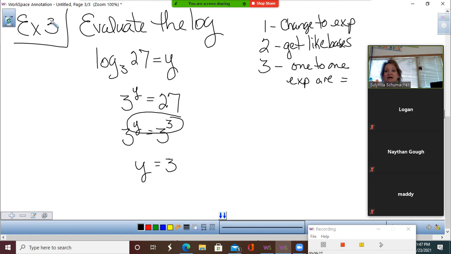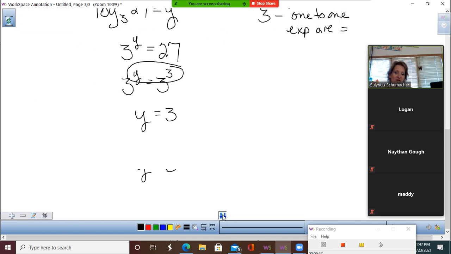All right, so today we are doing problems 20 through 31. This is the rest of the assignment. It's just finding these exponents that they equal, or evaluating the log.